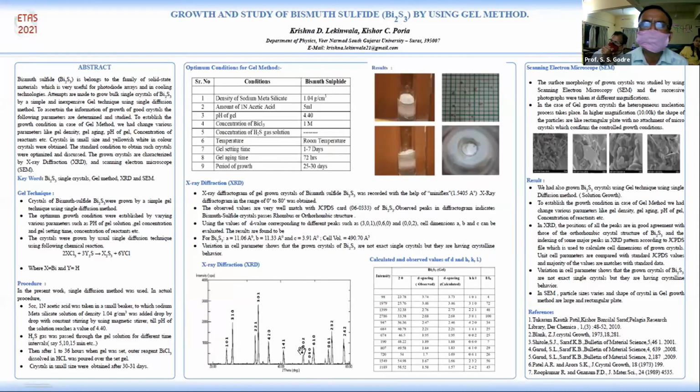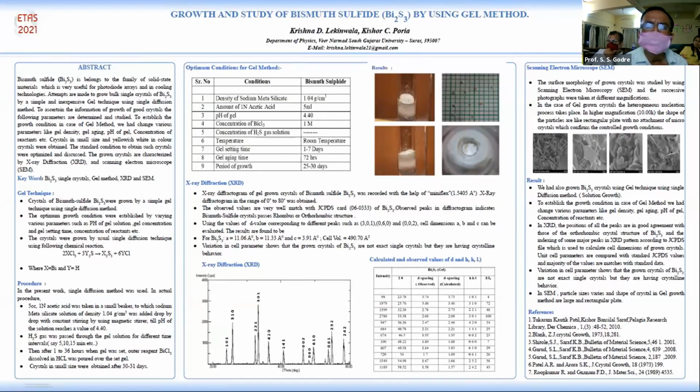Using the d values corresponding to the different phases, cell dimensions were calculated, and the values are a that is 11.6 angstrom, b that is 11.33 angstrom and c that is 3.91 angstrom. Now this table indicates the calculated and observed values of d and hkl. The variation in cell parameters shows that the grown crystals of bismuth sulfide are not exact single crystals, but they have a crystalline behavior.